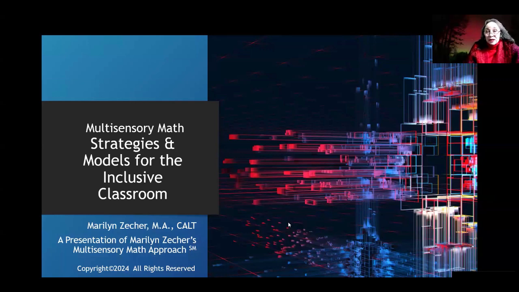I'm here tonight for Build Math Minds to talk about strategies and models for the inclusive classroom. I do teach two multisensory math graduate level methods courses on how to reach a neurodiverse population in classrooms, individual settings, all sorts of instructional settings.